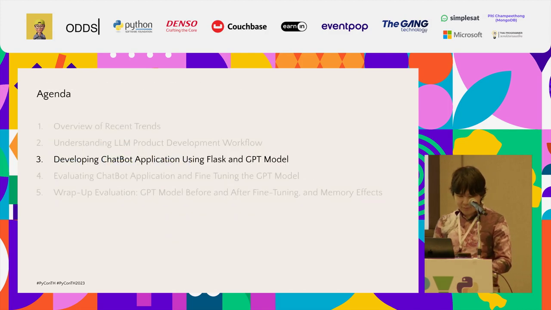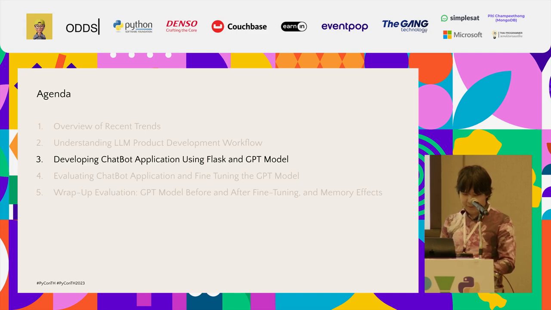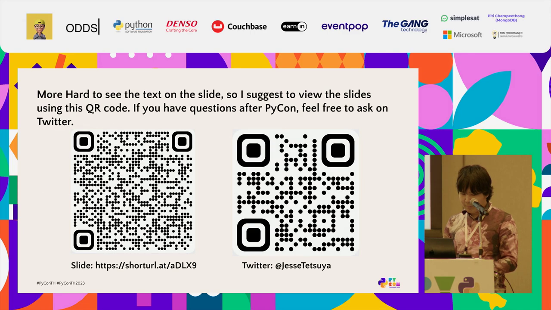Now let's go through the features we are going to build, and I'll explain how to create them step by step. I demonstrate an application where each functionality is incrementally added, and we go through the code together to understand how it's done. It's hard to see the text, so please view the slides from this QR code.